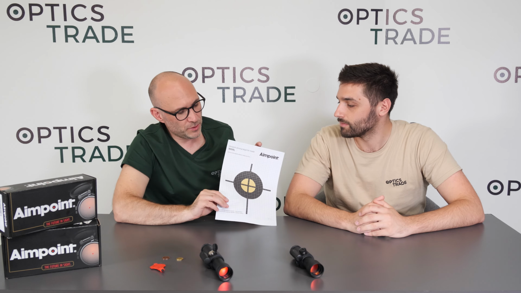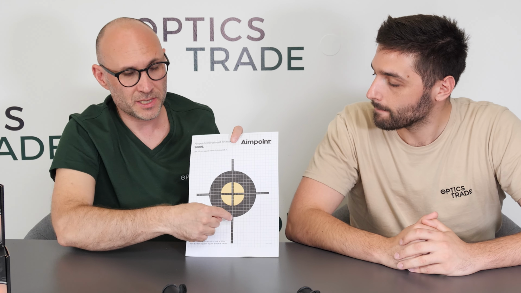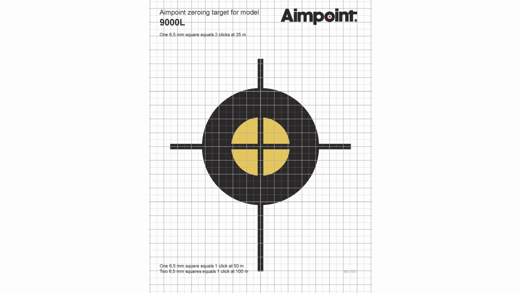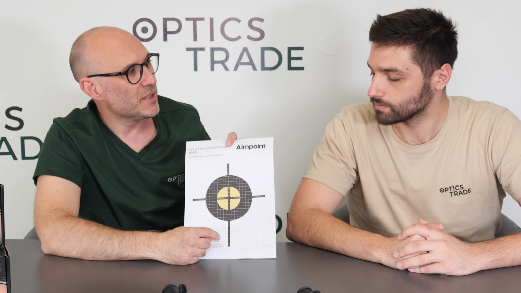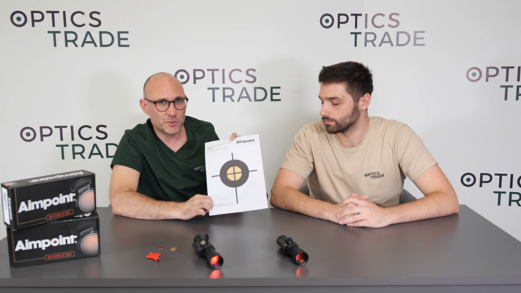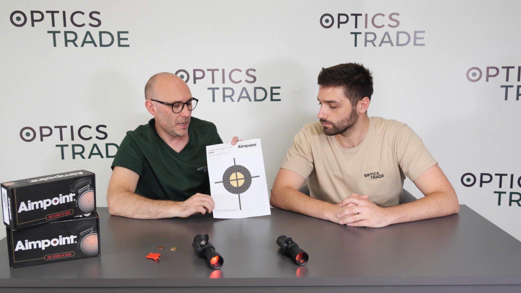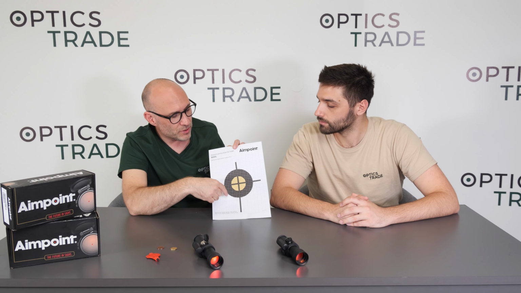So basically on all of these targets you see small squares, and these squares are matched with click values. One square on this 9000L target means 6.5 millimeters, which is one click on 50 meters. So you put a target at 50 meters, or at 25 meters, where two clicks are one square, or at 100 meters, where two squares are one click. Then you shoot at the target, count the squares, and see how many clicks you need to apply. This is I would say the preferred way to zero the Aimpoint red dot sights.